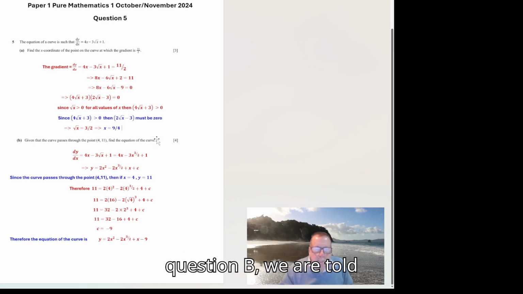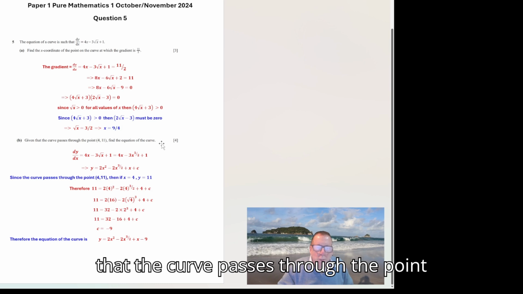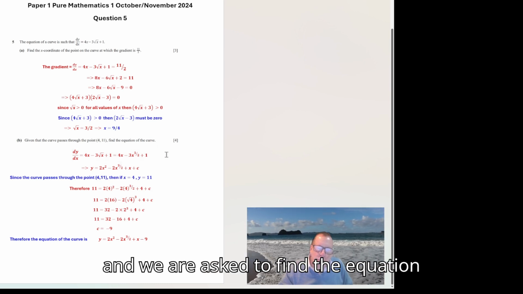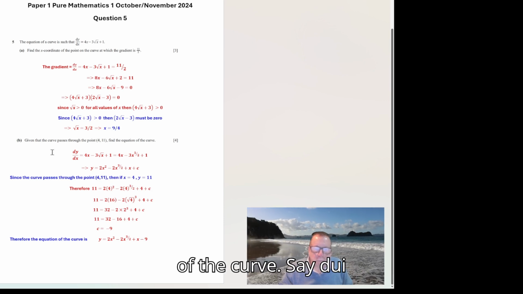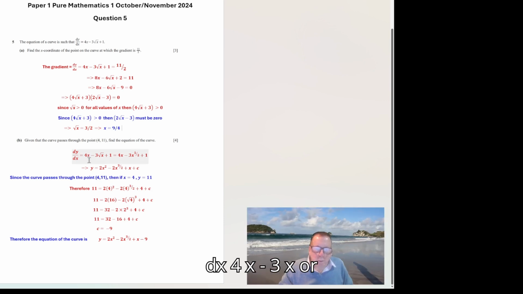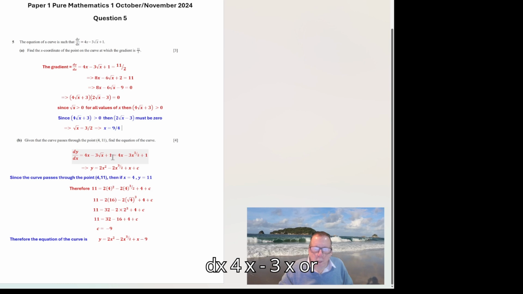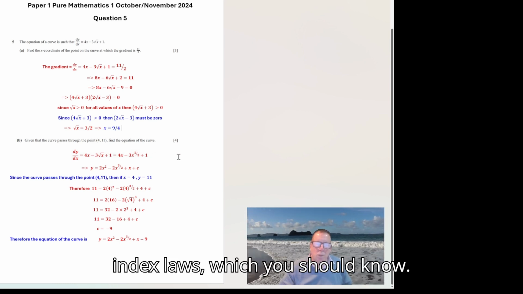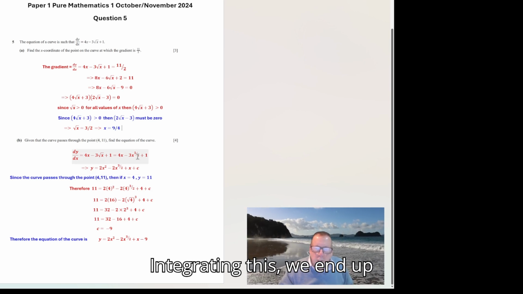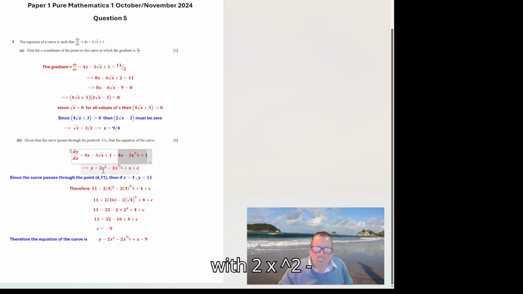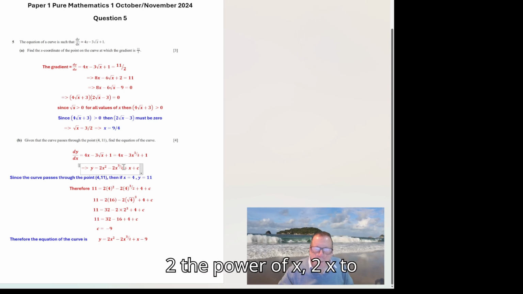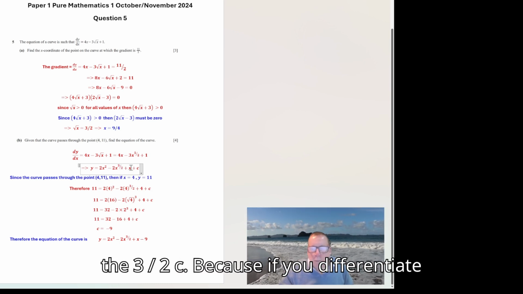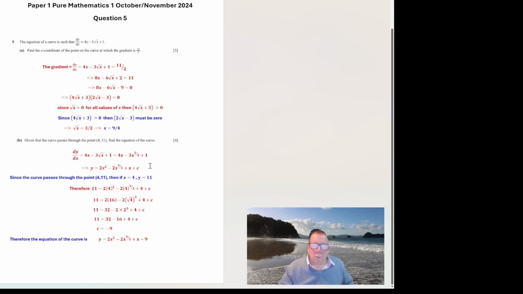Coming to question B, we are told that the curve passes through the point 4, 11, and we're asked to find the equation of the curve. So dy/dx equals 4x minus 3 root x plus 1, or 4x minus 3x to the half plus 1 using our index laws, which you should know. Integrating this, we end up with 2x squared minus 2x to the 3 over 2, plus x plus c.